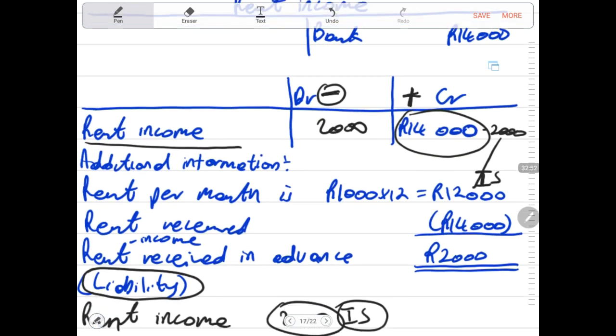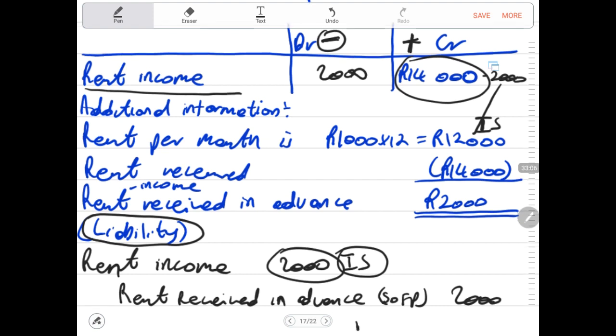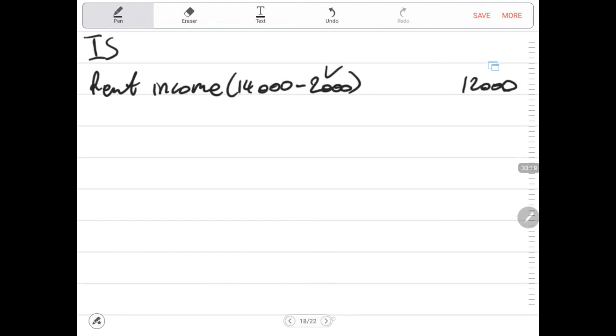Now the credit side is a liability. It must be recorded in the statement of financial position under current liabilities. Then under current liabilities, it will be recorded under trade and other payables, or under creditors. So this will be where the 2,000 on the credit side will be recorded. And I've done that also in the previous questions.